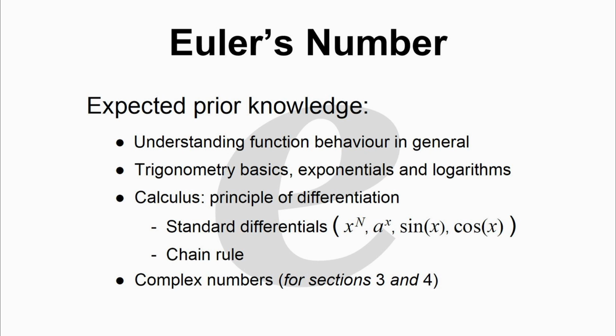To be able to follow the explanations, you can do with graduate level high school math. Properties of functions in general, as well as the basics of trigonometry, exponentials and logarithms should be part of it. Further, elementary differentiation and knowing how to deal with a few standard derivatives is needed, together with applying the chain rule. Since parts 3 and 4 of this presentation are all about complex numbers, you should also be familiar with them, at least to a reasonable extent.